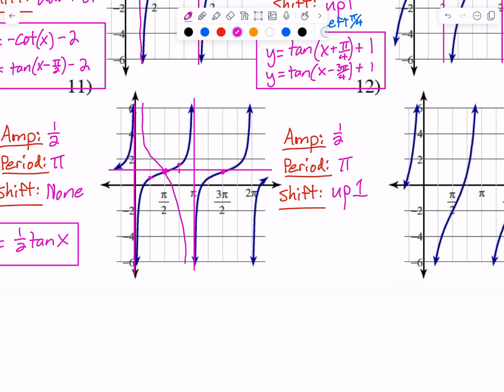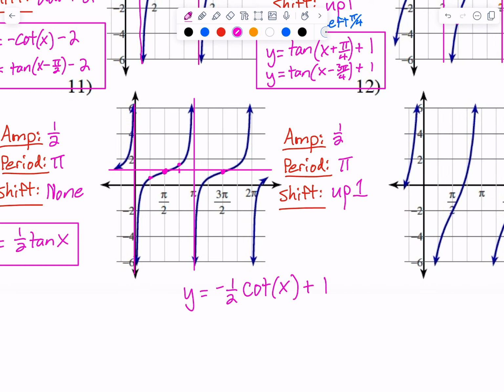Cotangent normally looks like that, which would be decreasing, but we're going to flip it. So I get y equals negative 1/2. The half gives me the stretching factor, or quote-unquote amplitude is what we're calling it. I'm going to use cotangent because the negative flips it over. There is no left or right shift, so I put x, and then I got to move this up 1.